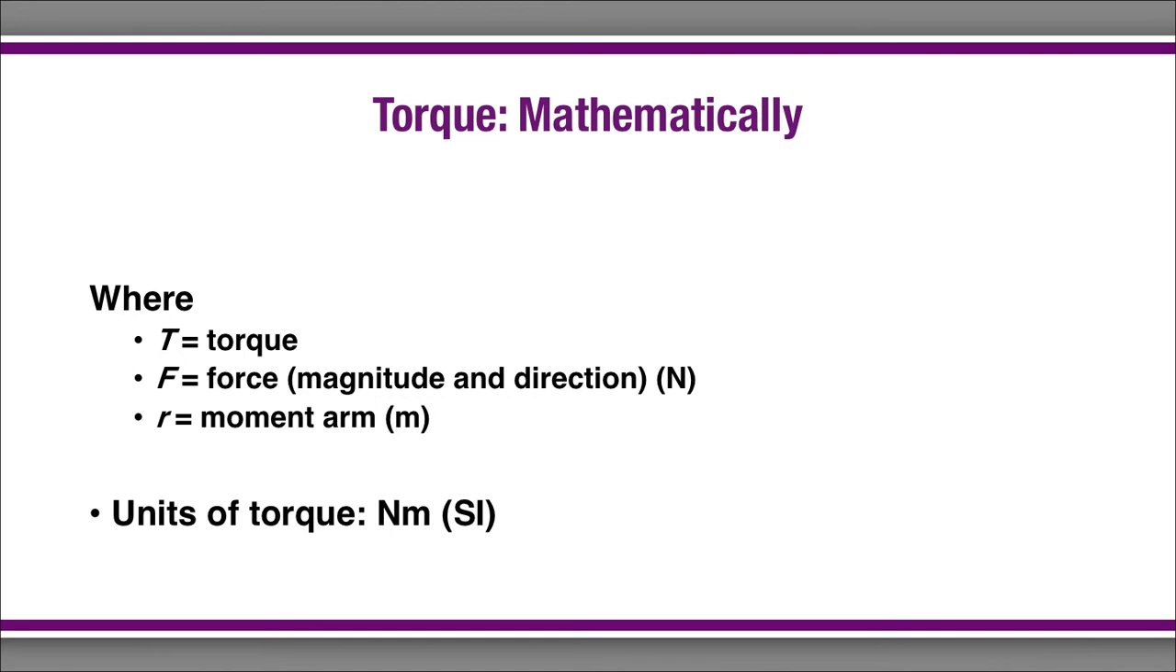Mathematically, we can represent torque as T is equal to F times r, where T is torque, F is the force or the magnitude and the direction, so this has to be plus or minus, positive or negative, in newtons, times the moment arm, which is going to be measured in meters. So the units of torque itself are the newton meter.